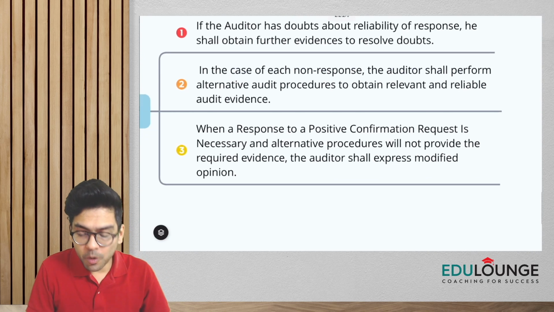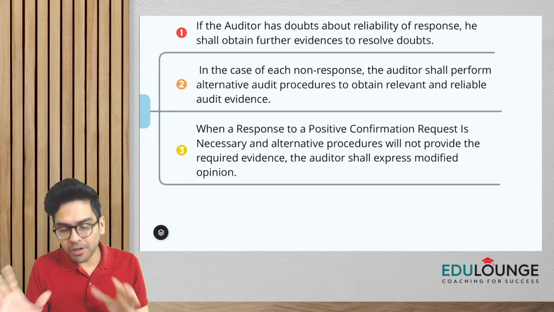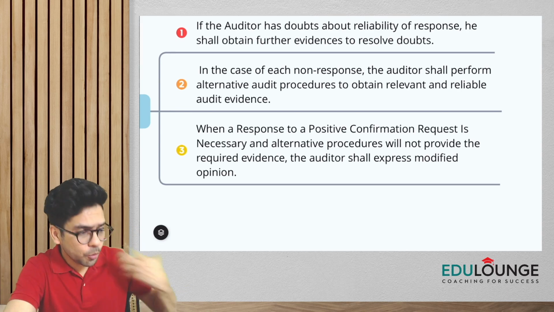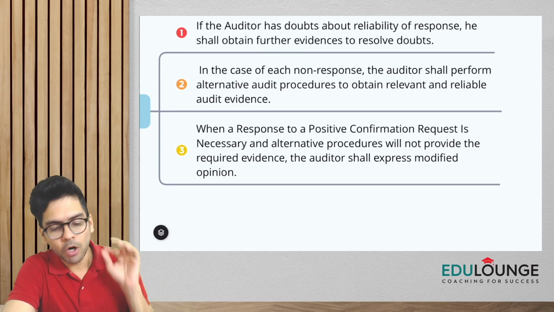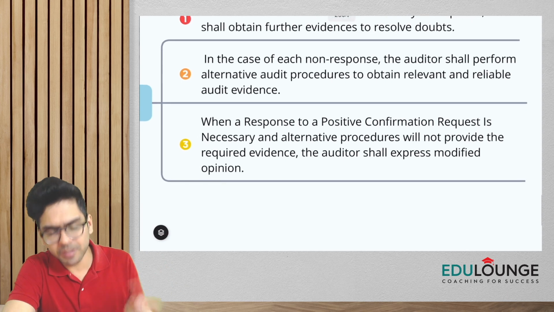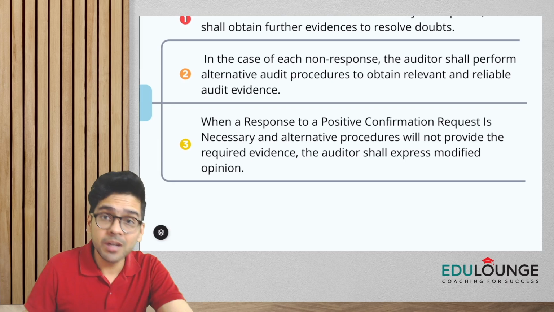And when a response to a positive confirmation request is necessary, and alternative audit procedures, let's say you have not got the reply and you performed alternative audit procedures also, but then still you have not been able to obtain the required evidence, then the auditor shall express what kind of opinion? Modified opinion. You might have to qualify or maybe give a disclaimer.